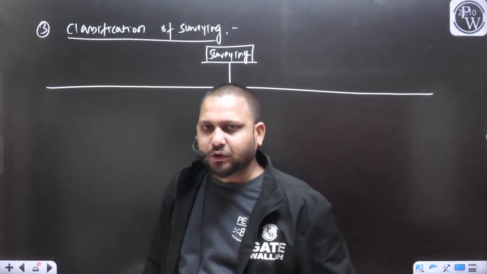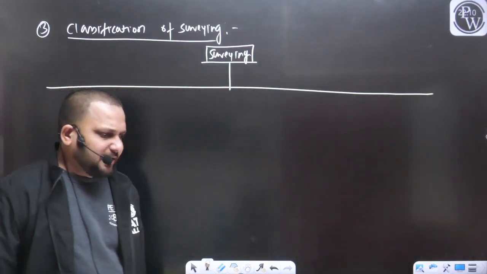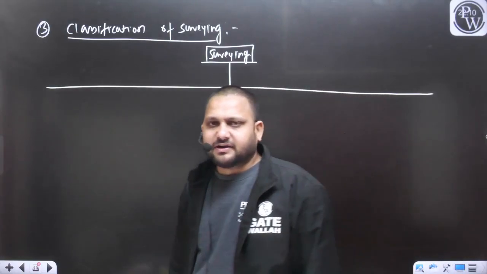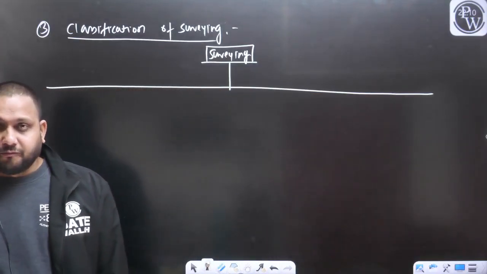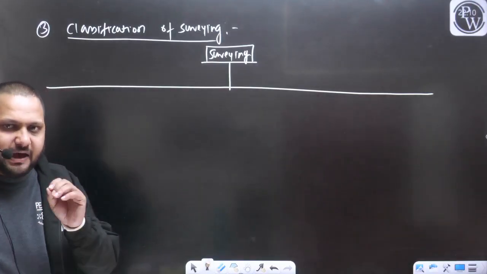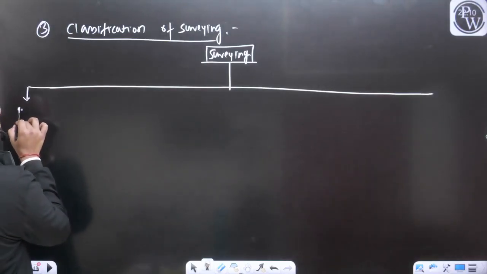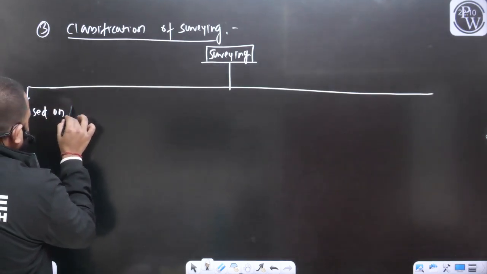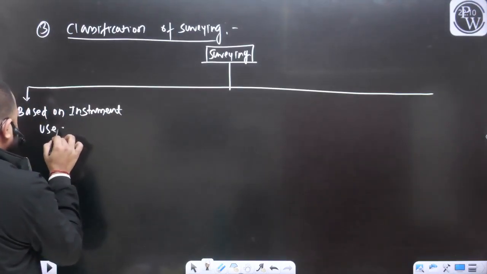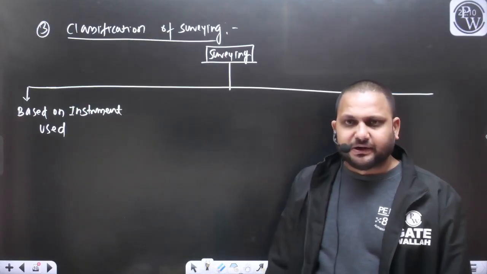Obviously the answer is going to be no. Whenever we go for distance measurement or angle measurement, we require certain instruments. Which instruments we are using for the measurements, on that basis we can classify the surveying. So we can classify the surveying based on the instrument used.